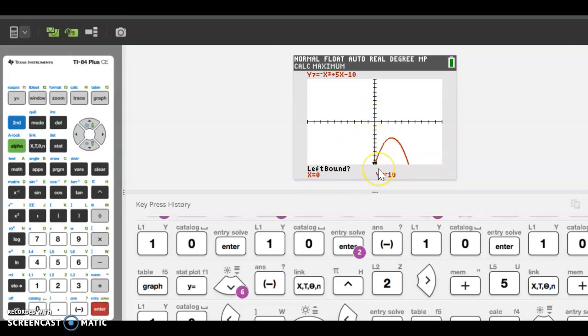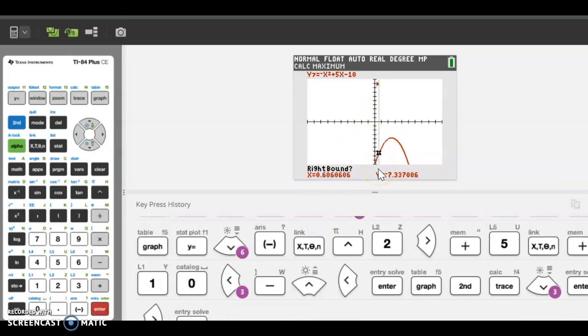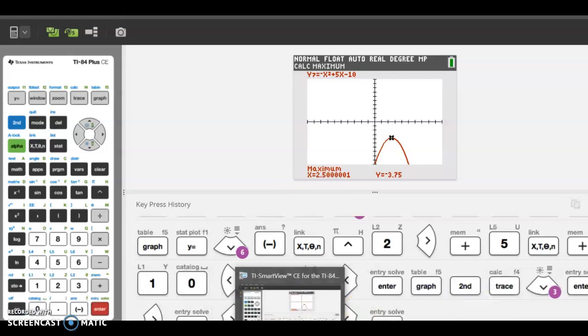So it says left bound. You just have to be to the left of it. It doesn't matter how far. You just have to know the difference between your left and your right. Go to the right. How far to the right? It doesn't matter as long as you are to the right some. Then it asks you to guess near the point. So our maximum, when it does something like this, that's just 2.5. So our maximum is 2.5, comma, negative 3.75.